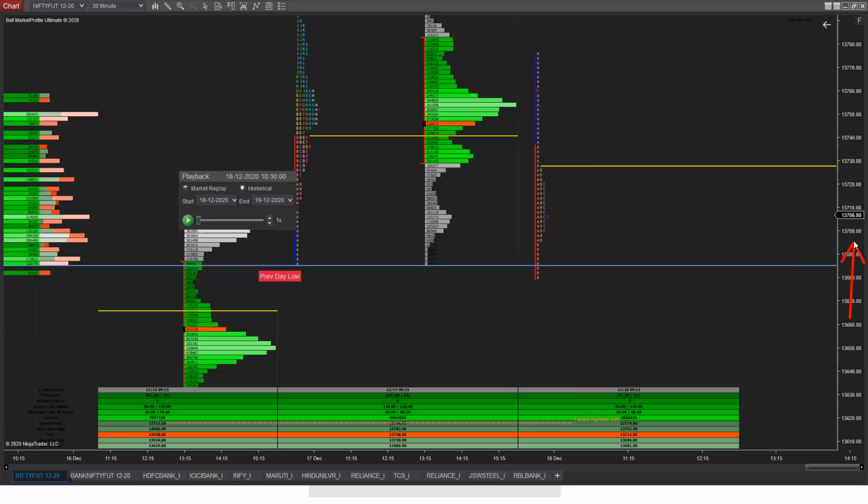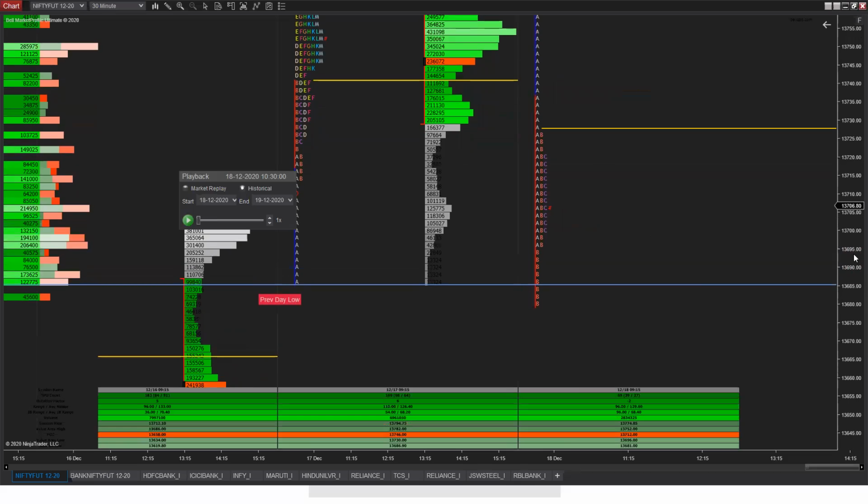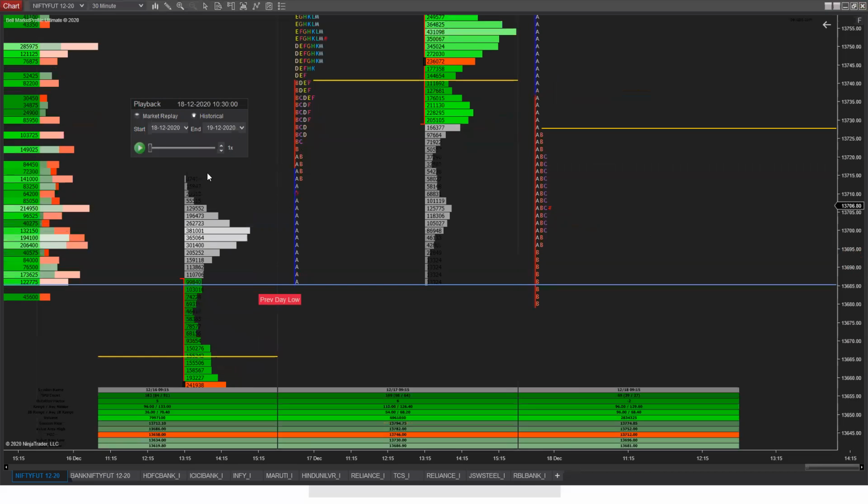So maybe I'll zoom in a little bit and then I'll show you. You can see the hash very clearly now. So let me run the auction here. I'm going to play back the markets at 1x speed, meaning at market speed. You should be able to see that it is ticking up and down.